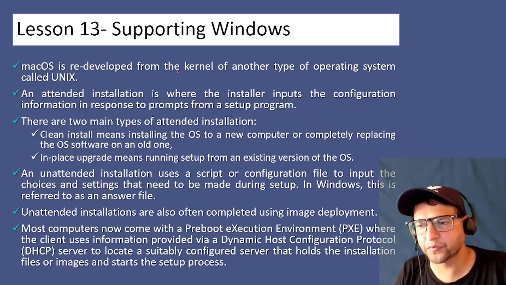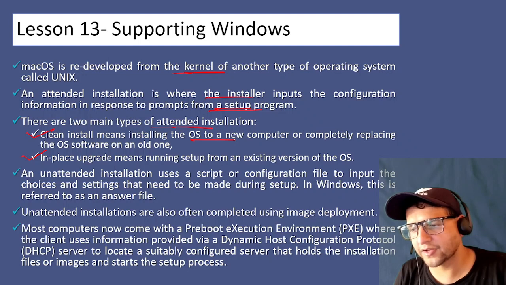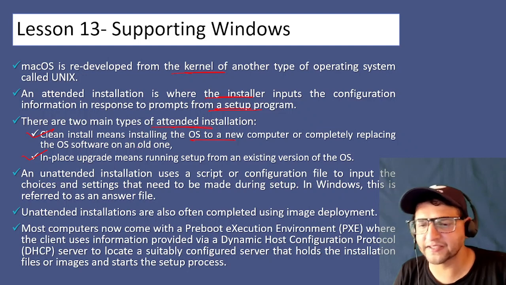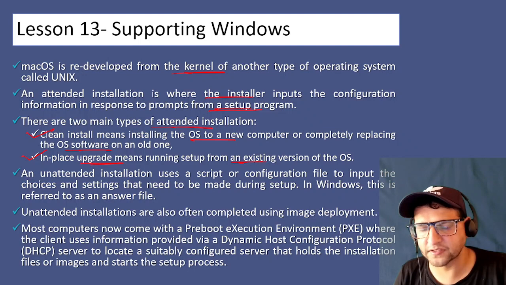macOS is redeveloped from a kernel of another type of operating system called Unix. An attended installation is where the installer inputs the configuration information in response to prompts from a setup program. There are two main types of attended installation. One is a clean and one is in-place. Clean means installing the OS to a new computer or completely replacing the operating system software on an old one. In-place upgrade means running setup from an existing version of the operating system.